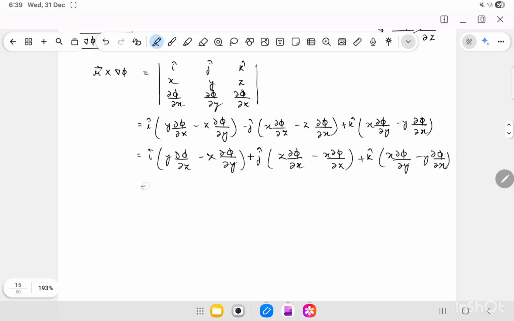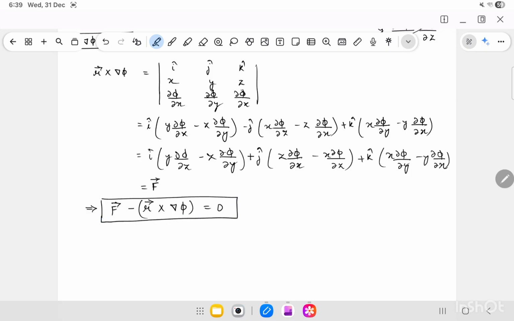Now if you observe, this is basically the f vector that is given to us. So from here we can say that f vector minus r vector cross grad phi is equal to 0. So this is the third relation that we were supposed to prove.